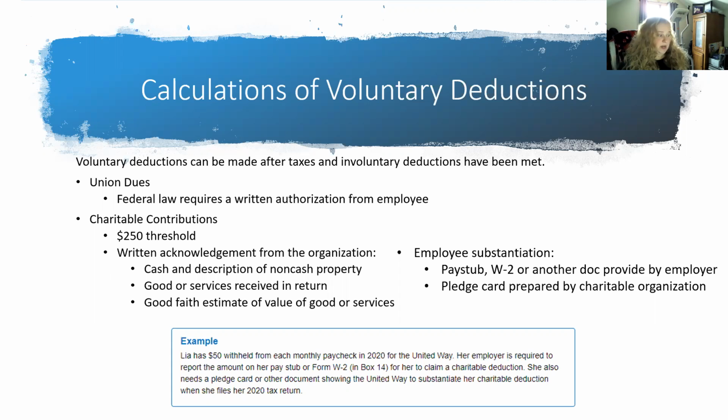So for example, Leah has $50 withheld from each monthly paycheck in 2020 for United Way. Her employer is required to report the amount on her pay stub or form W-2 in box 14 for her to claim the charitable deduction. And she also needs a pledge card or other document from United Way showing that she did make that contribution so that she can, again, claim it on her tax return.